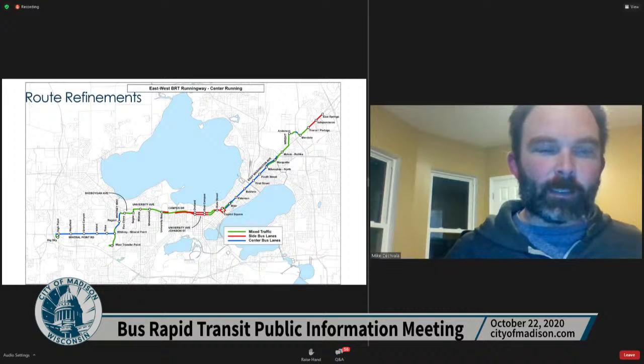So the plan is to stay on the side with side running transit lanes, build the stations on the side, and in the future, if the desire was to convert those side lanes to bus, bike, and right turn only, that would be an option for us.